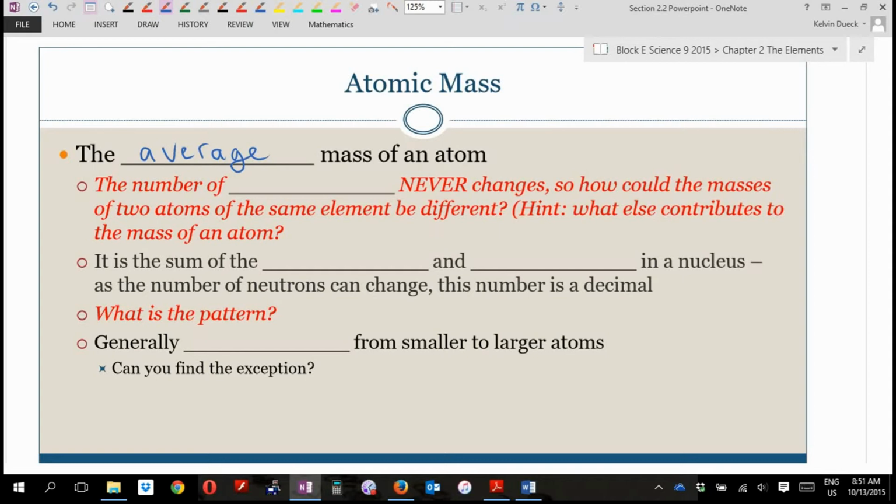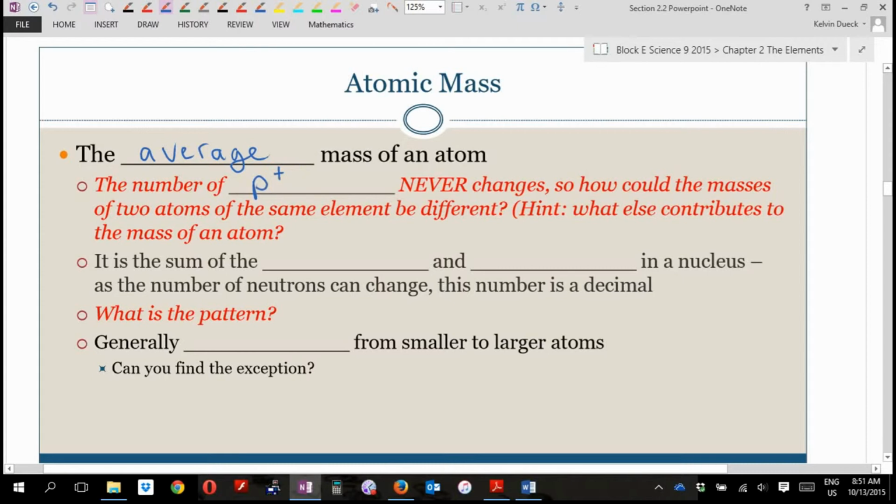And so that atomic mass is an average mass. It's saying, well, most of the time you have this many neutrons. Sometimes you only have this many neutrons. Here's the average. What we do is we always round off properly to the nearest whole number if we're going to use the atomic mass in our head. So the number of protons never changes.